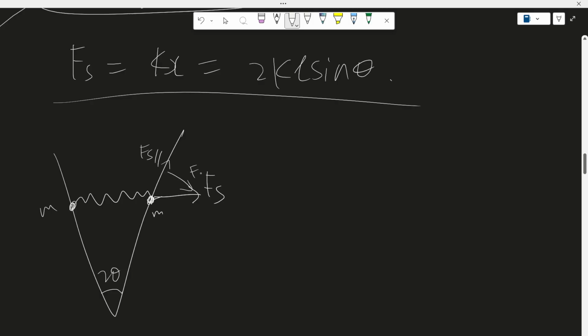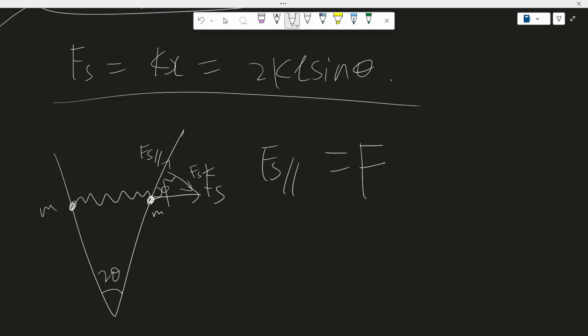And this is 90 degrees. So why don't we call this angle phi? Then we know that Fs parallel equals Fs cosine phi. And then how can we find phi? Why don't we draw a bisector of this angle, 2 theta. So then now we have theta here.